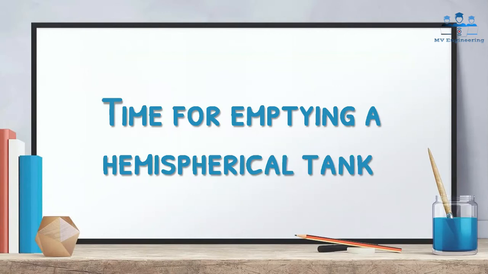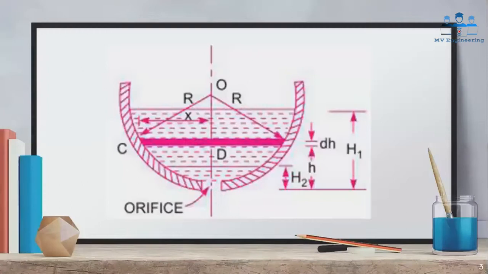So the topic for today's discussion is time for emptying a hemispherical tank. Here you can see a hemispherical tank which is having a radius capital R and there is an orifice attached at the bottom of the tank. The initial head of water in the tank is capital H1 and when liquid starts leaving the tank, the head reaches capital H2. So we are going to derive an equation for the time taken for emptying this tank when the head changes from H1 to H2.